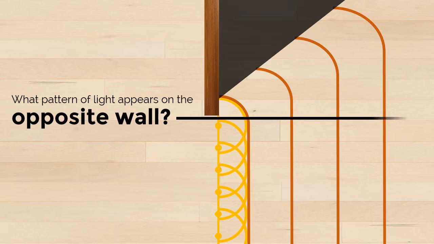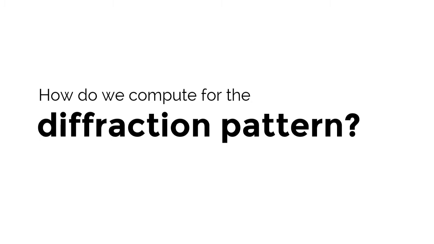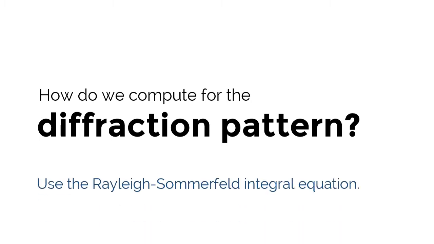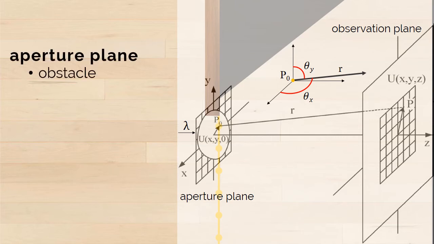What then do we see on the opposite wall? Or similarly, we may ask, how do we compute for the diffraction pattern seen on the opposite wall? We make use of the Rayleigh-Sommerfeld integral equation. First, let's define some helpful terms. The aperture plane is where the obstacle is.